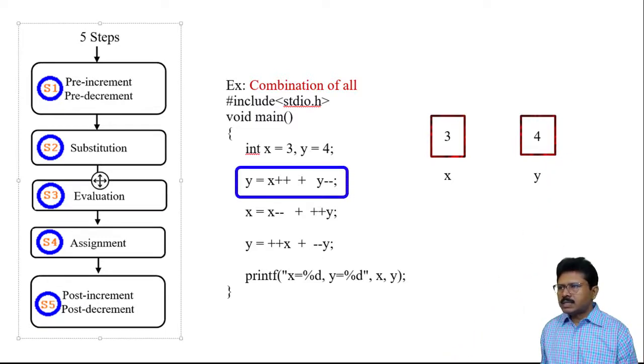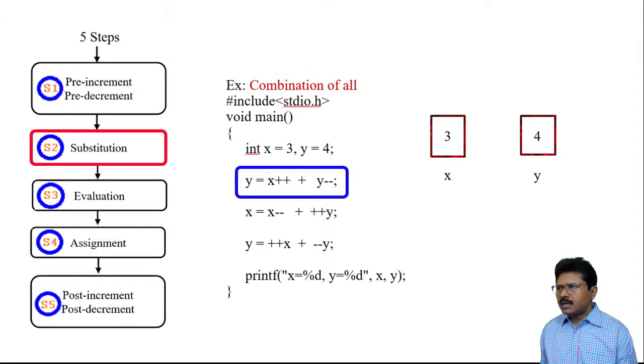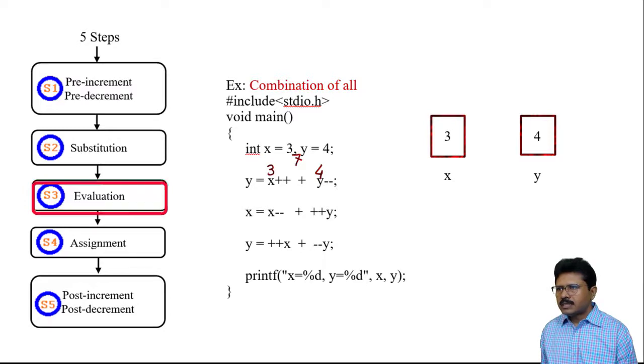Now while this instruction is executed, what will happen? First it will check whether there is any pre-increment or pre-decrement. No pre-increment, no pre-decrement. It will come to the next step, substitution. The values of x and y will be placed here. x is 3, y is 4. Next evaluation, 3 and 4 will be added. The result is 7. Next assignment, this 7 will be assigned to y. So the value of y is now 7.